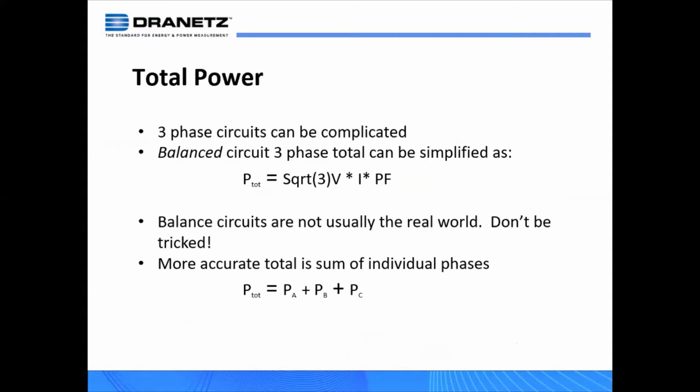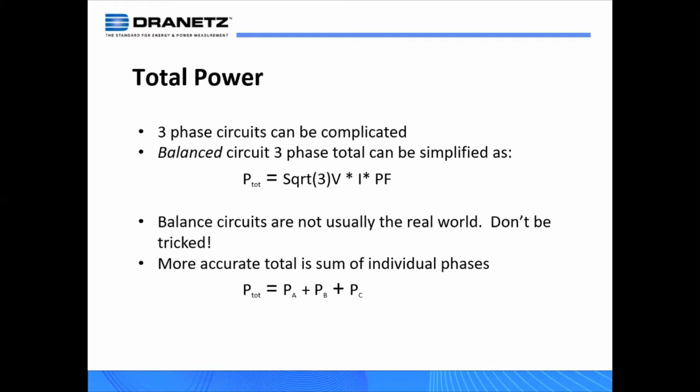The first is the square root of 3 multiplied by the voltage times the current times the power factor. You'll generally find this formula in any of the textbooks today as far as determining total power. The one thing to keep in mind, and what you see highlighted here, is that this will hold true for a balanced circuit. So if it's a balanced circuit, this formula is valid. Most systems that we see are not 100% balanced, so you have to be aware of that.